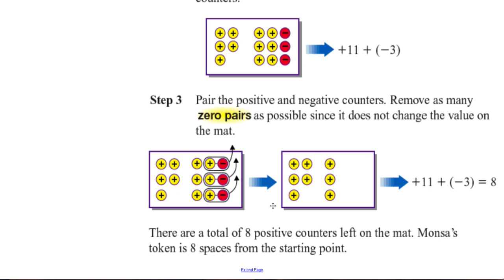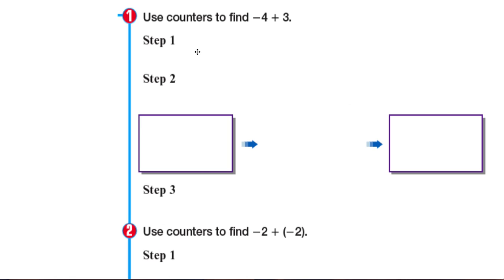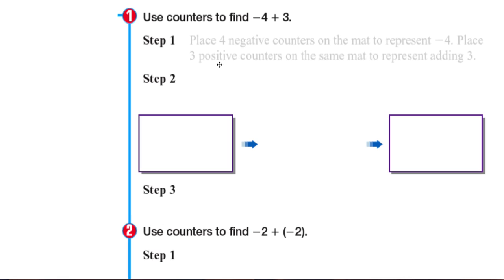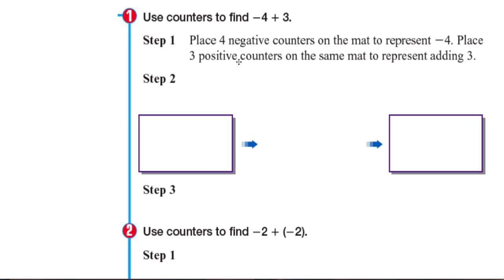Okay, and let's take a look at example number 1 and see how this works further. Use counters to find negative 4 plus 3. So again, place 4 negative counters on the mat to represent negative 4, and place 3 positive counters on the same mat to represent adding 3. So you have 3 positive counters and 4 negative counters.